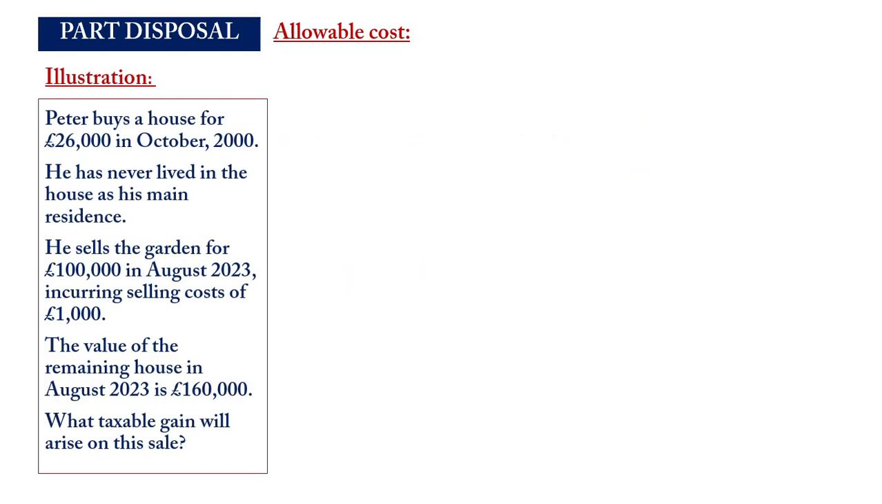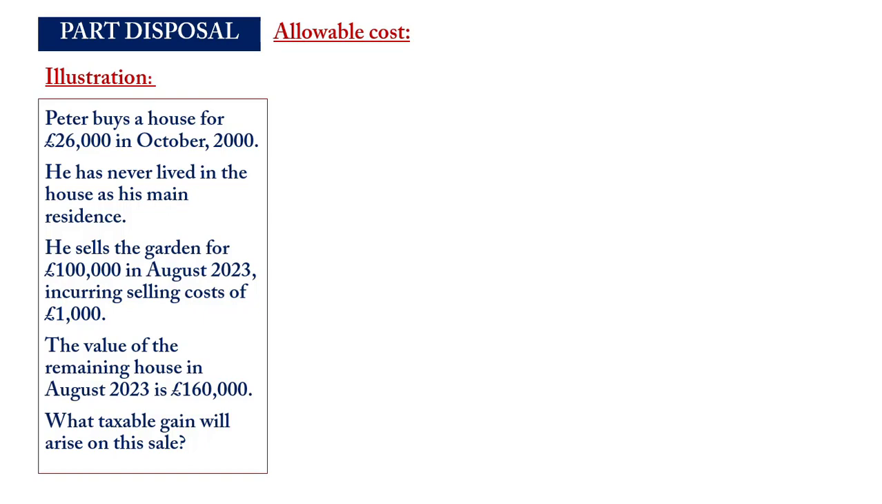Okay, so if you look at this illustration, Peter buys a house for £26,000 in October 2000. Now he has never lived in the house as his main residence. So he sells the garden for £100,000 in August 2023, incurring selling cost of £1,000. The value of the remaining house in August 2023 is £160,000. So we are supposed to calculate the taxable gain that will arise on the sale. Okay, so Peter had a house and the house came with a garden. He is now selling off the garden.